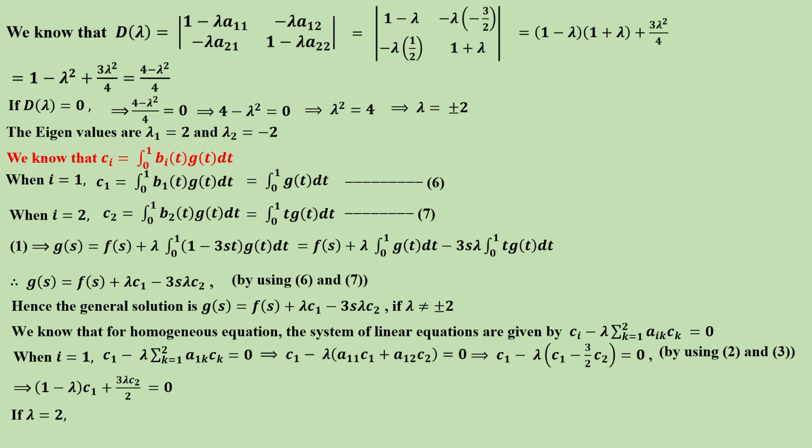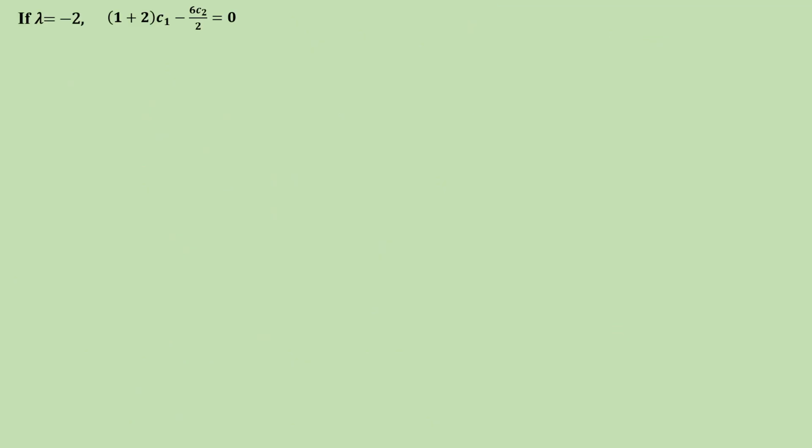If lambda equal to 2, substituting the value of lambda equal to 2 in the above equation, we get 1 minus 2 into C1 plus 6 C2 by 2, so minus C1 plus 3 C2 equal to 0, C1 equal to 3 C2, that is equation number 8. When lambda is equal to minus 2, 1 plus 2 into C1 minus 6 C2 by 2 equal to 0. So you will get another equation, 3 C1 minus 3 C2 equal to 0, C1 equal to C2, that is equation number 9.